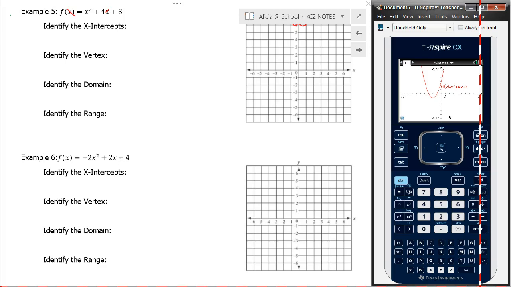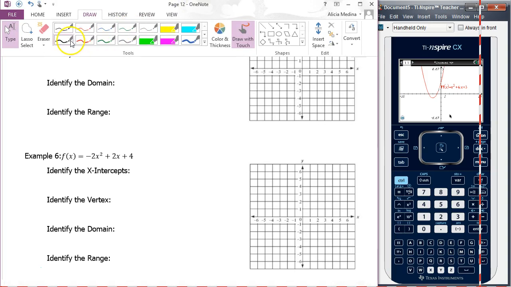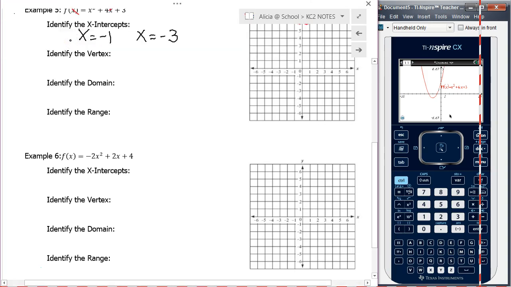which is x equals -1 and x equals -3. So x equals -1 and x equals -3. Those are my x-intercepts. I'm going to go ahead and plot that on my graph. So x equals -1, x equals -3. Please make sure yours actually look like that. So for some reason my board is actually not so good.